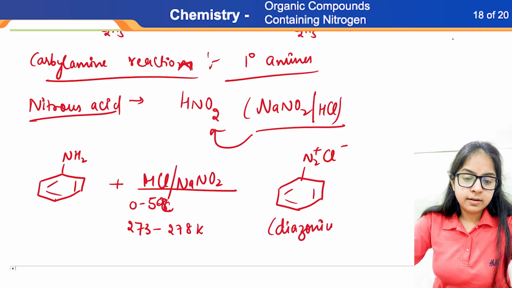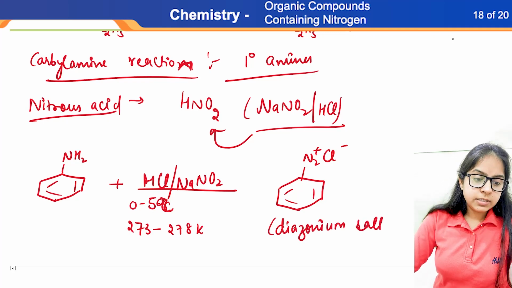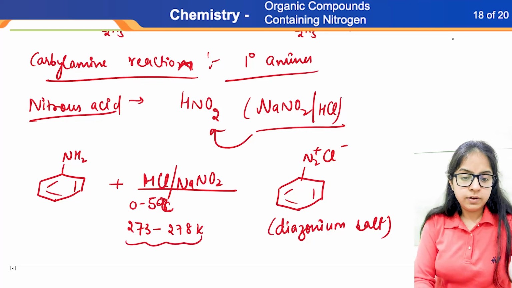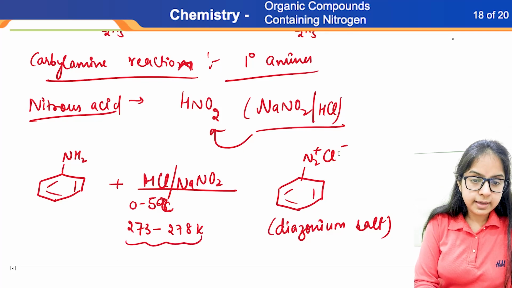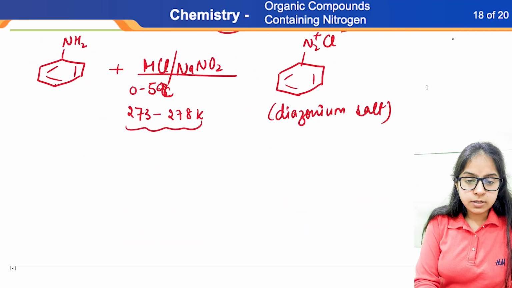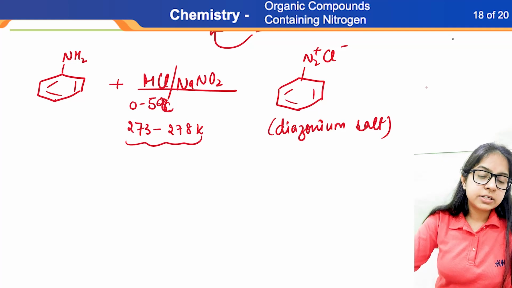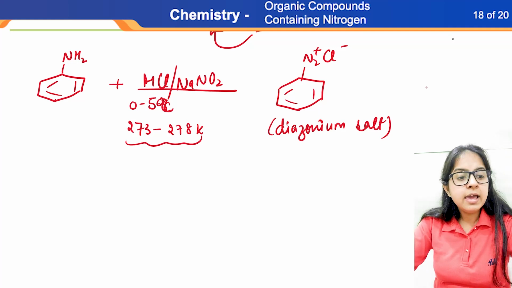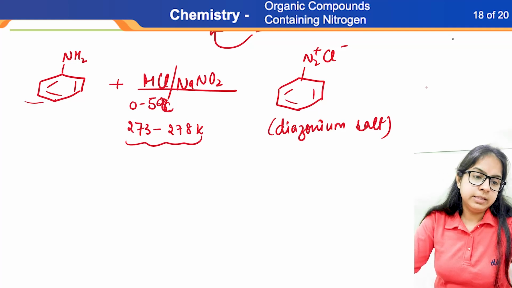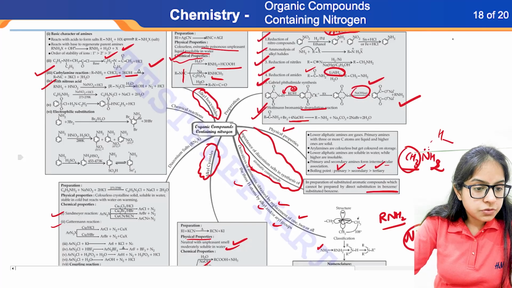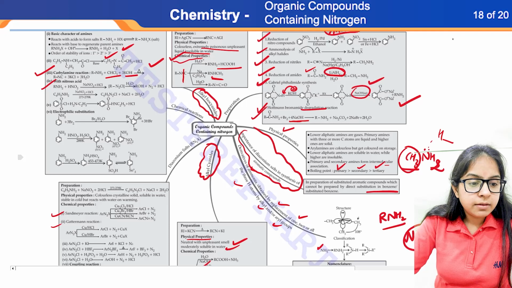If the temperature here is higher than this, then this diazonium salt will not get prepared, because the removal of nitrogen is a driving force for that reaction if the temperature is high in the case of aromatic amines. Okay, so if RNH2 is there, meaning the aliphatic amine is there.